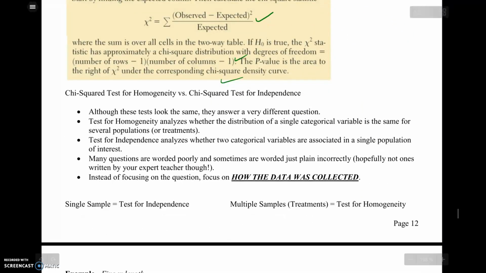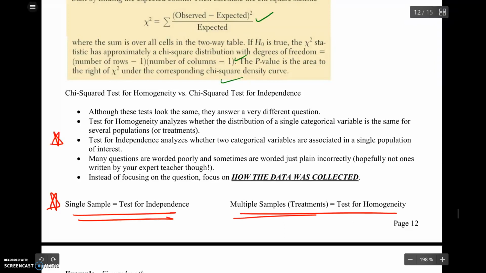This section here highlights the differences between them, so put a star by this. Although these tests look the same, they answer a different question. Homogeneity analyzes whether the distribution of a single variable is the same for several populations. Independence analyzes whether two categorical variables are associated in a single population. So really the question is, do you have a single sample? It's a test for independence. Or do you have multiple samples? It's a test for homogeneity.